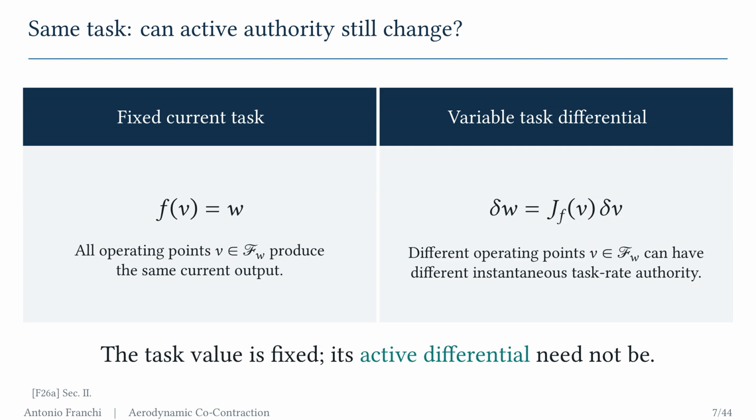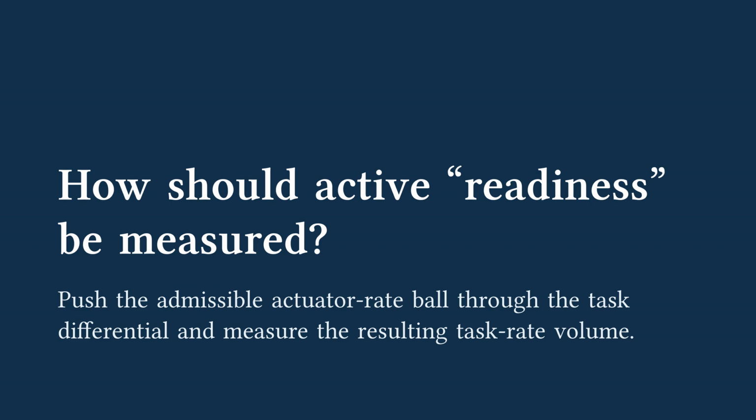The two boxes separate the current task value from its local differential. On the left, every V on F_W satisfies F(V) equals W, so the current output is identical. On the right, a small internal state variation delta V produces the task variation delta W through the Jacobian J_F at V. Because the Jacobian depends on the operating point, task equivalent states can provide different instantaneous task rate authority. This raises the first quantitative question. How should that active readiness be measured?